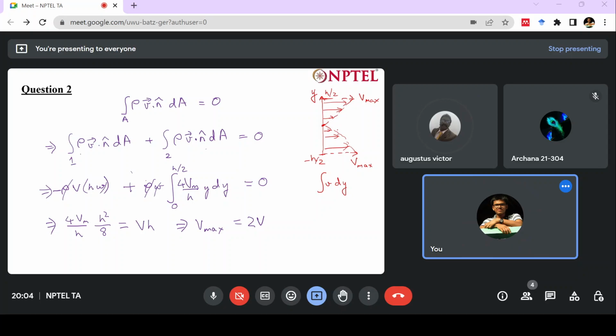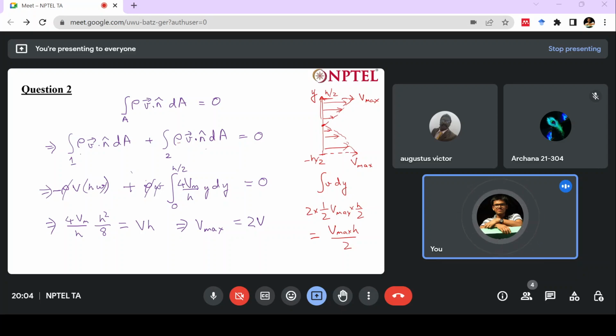So here the edge of this triangle is vmax. This edge is h by 2, and my area of the triangle is half into Vmax into h by 2. Since there are two triangles, I can multiply it by 2. So this integration v dy will be v max into h by 2.